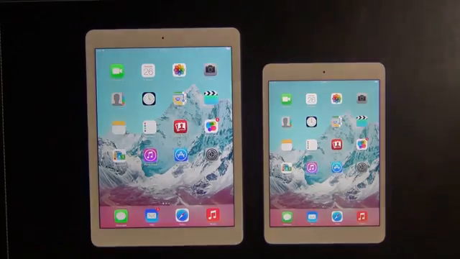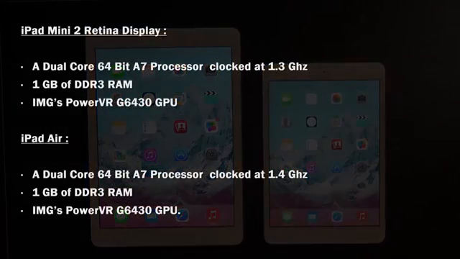To give you a quick summary of the specs, the iPad Mini with Retina Display has a dual-core 64-bit A7 processor clocked at 1.3 gigahertz. It's got 1 gigabyte of DDR3 RAM, whereas the iPad Air has the same dual-core 64-bit A7 processor, but it is clocked at 1.4 gigahertz and it also has 1 gigabyte of DDR3 RAM.